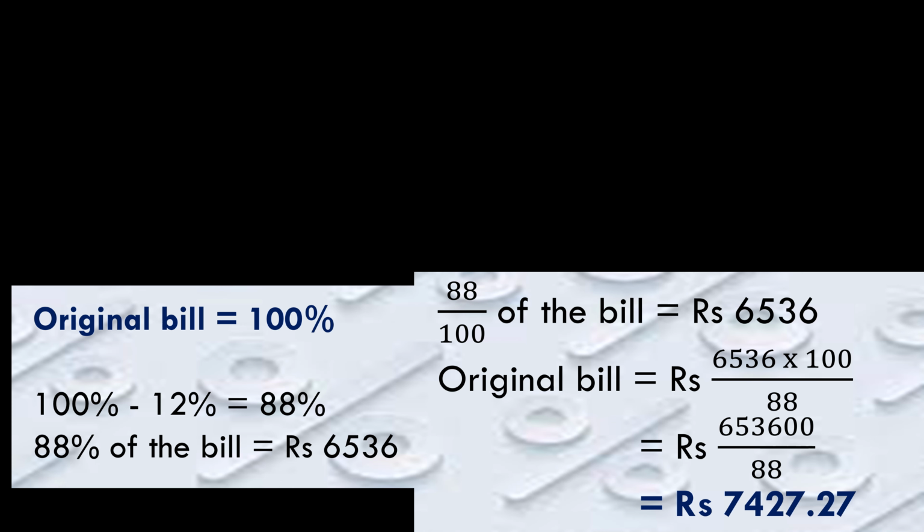88% of the bill is 6,536. Now, removing the percentage symbol and putting the 100 in the denominator, we will take this fraction to the other side of the equality sign and we will reverse it. I told you in my previous lecture of percentage that when we take any fraction to the other side of the equality sign, it becomes reversed. It means the numerator becomes denominator and denominator becomes numerator, as you can see over here. 88 over 100 becomes 100 over 88. Now let's solve it.